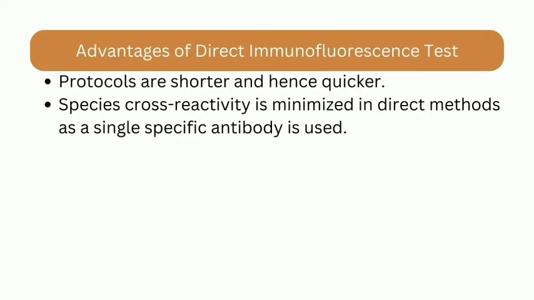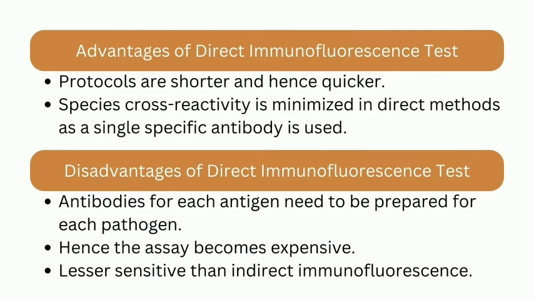The advantages of direct immunofluorescence include that the protocols are shorter and hence quicker, and species cross-reactivity is minimized in direct methods as a single specific antibody is used. Its disadvantages include that antibodies need to be prepared for each pathogen separately. Hence, the assay can become expensive, and this protocol is less sensitive than the indirect immunofluorescence.